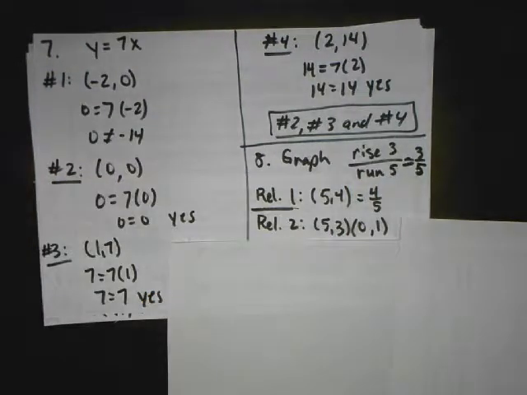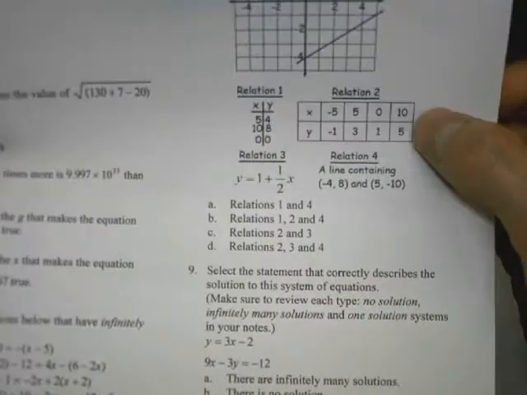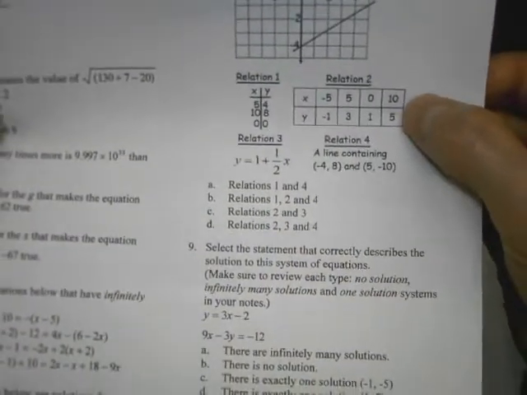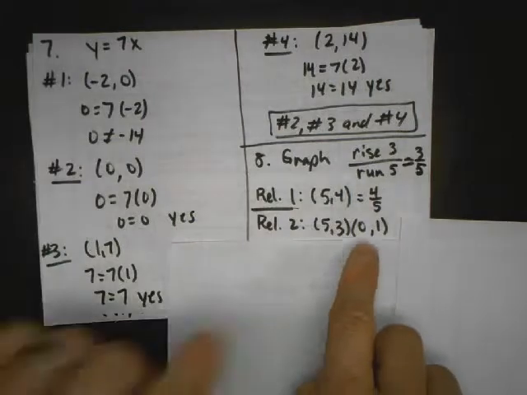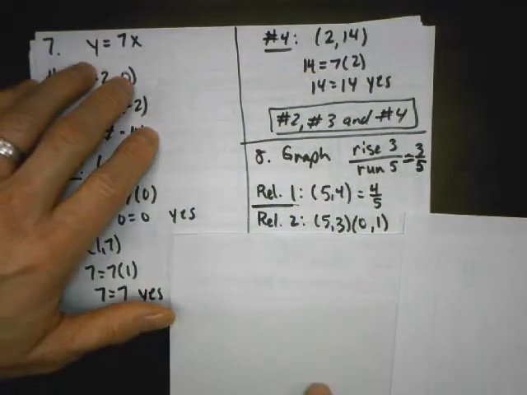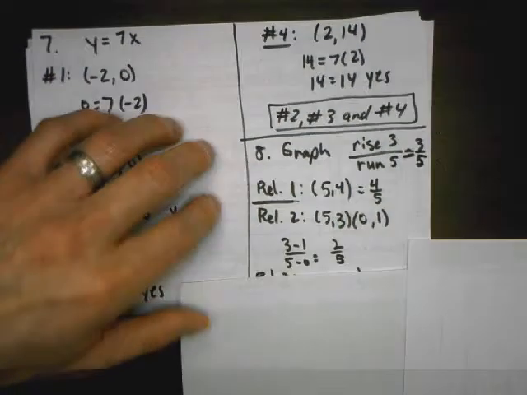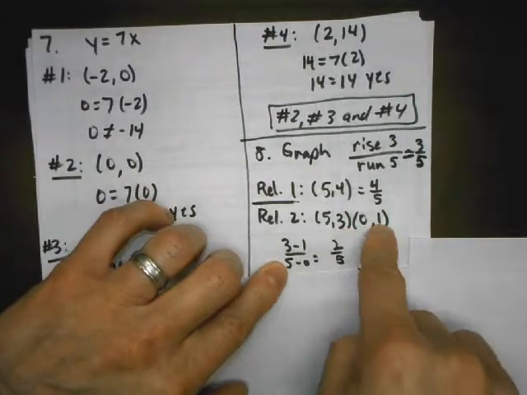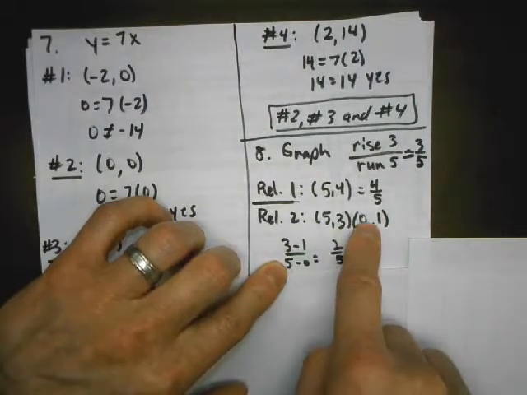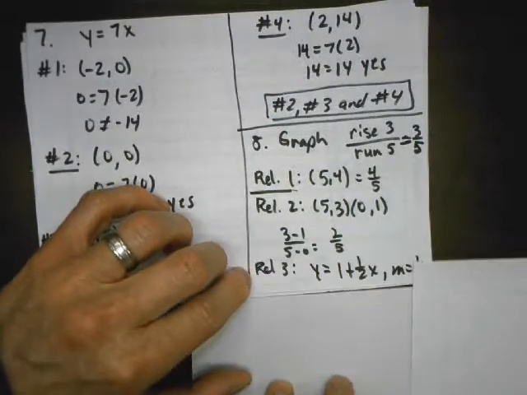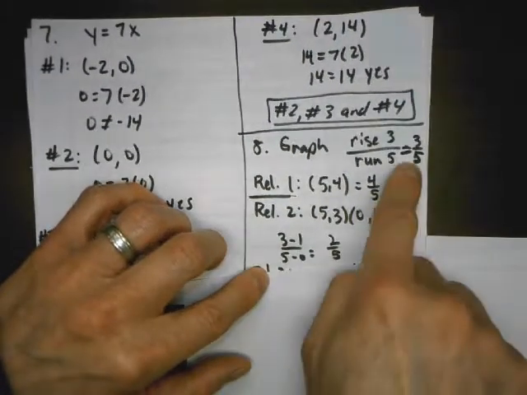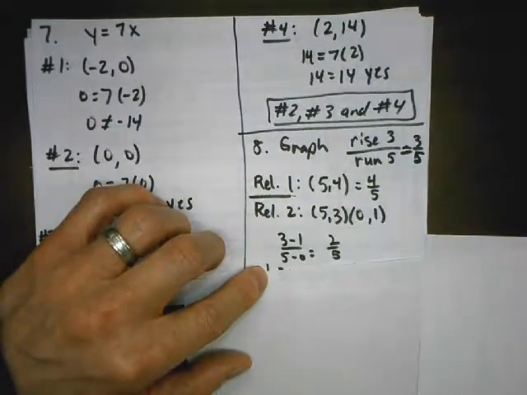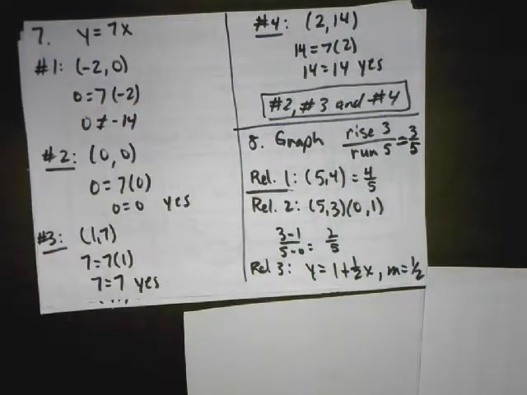Relation 2. Relation 2, they give me a table. This time they don't give me a 0, 0, so I can't take the shortcut. I have to take 2 points, any 2 points I want. I'm going to take these 2 points right here from the table, and I go y minus y, 3 minus 1, over x minus x, 5 minus 0, and I get a slope of 2/5. 2/5 is not more than 3/5, so that is not steeper.